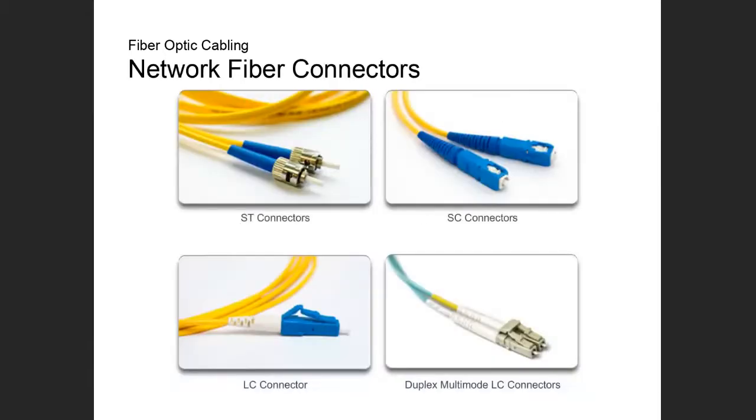There are some different styles of connectors that are used in twisted pair cable. Everything's RJ45. But with fiber optic cable, there are several different connector styles that could be in use, and they're illustrated here. The ones at the bottom are easier for users to use because they sort of snap in like an Ethernet RJ45 would snap in.